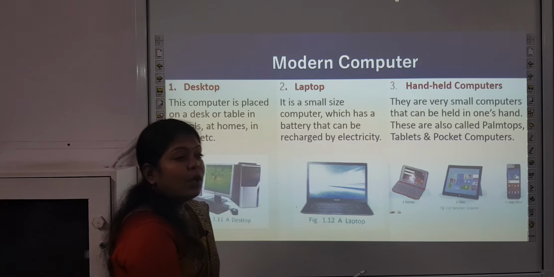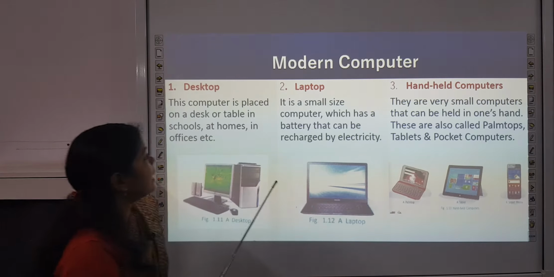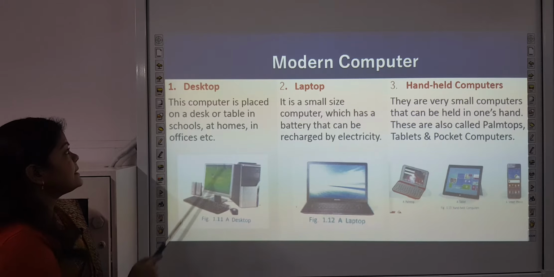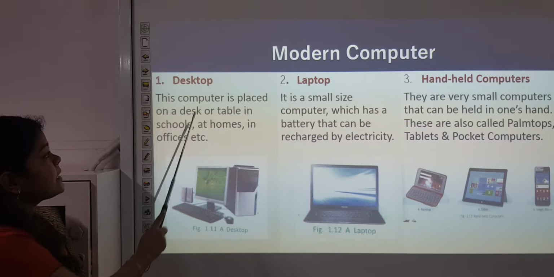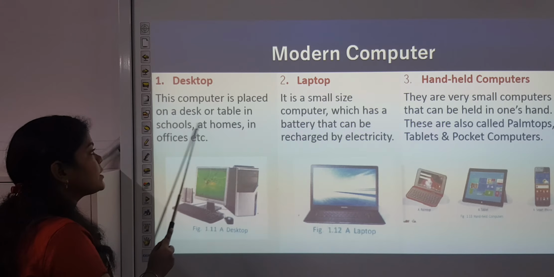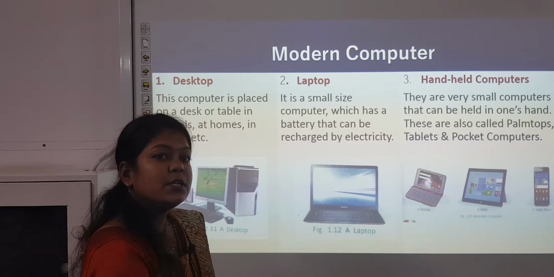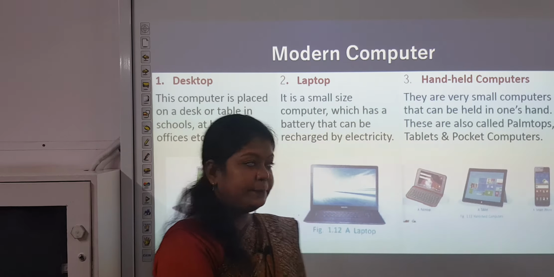Next, our modern computer that we are using in our daily life. We have three types of modern computer. First is desktop computer. This computer is placed on the desk or table in the schools, at homes, in offices. It is also known as personal computer, so you can also say it PC.